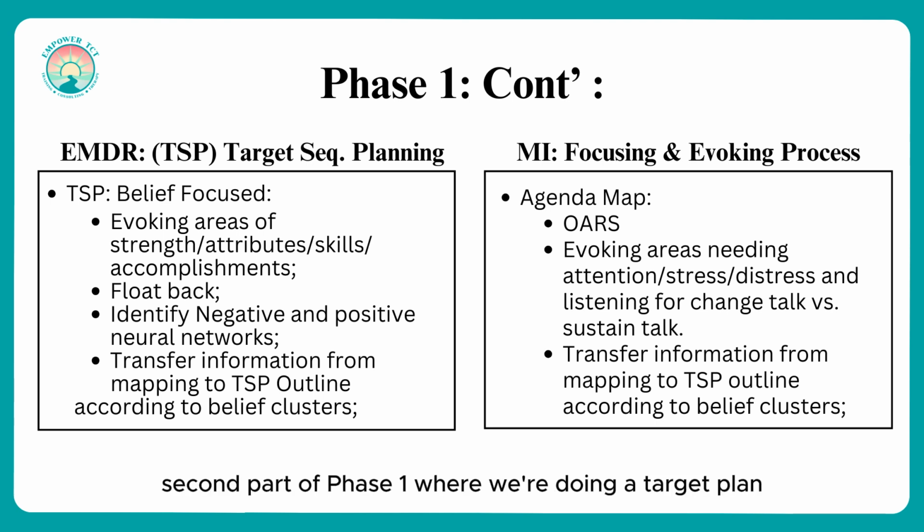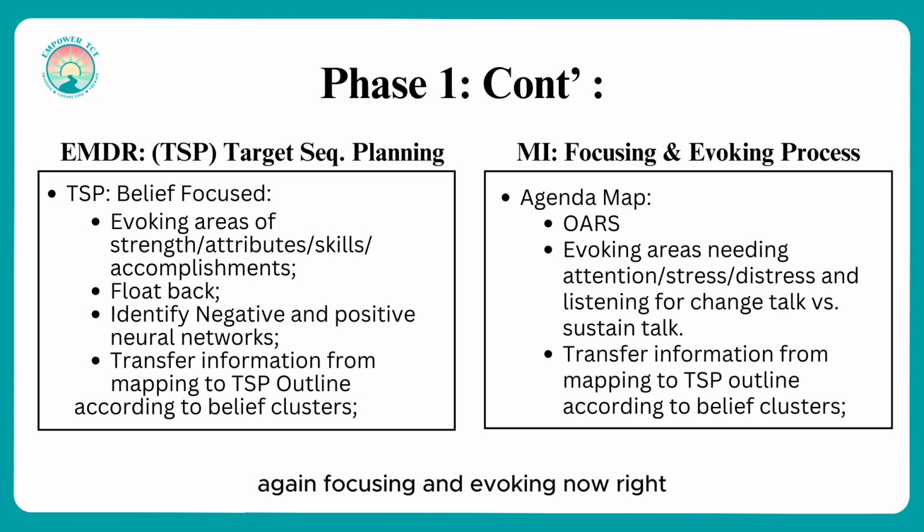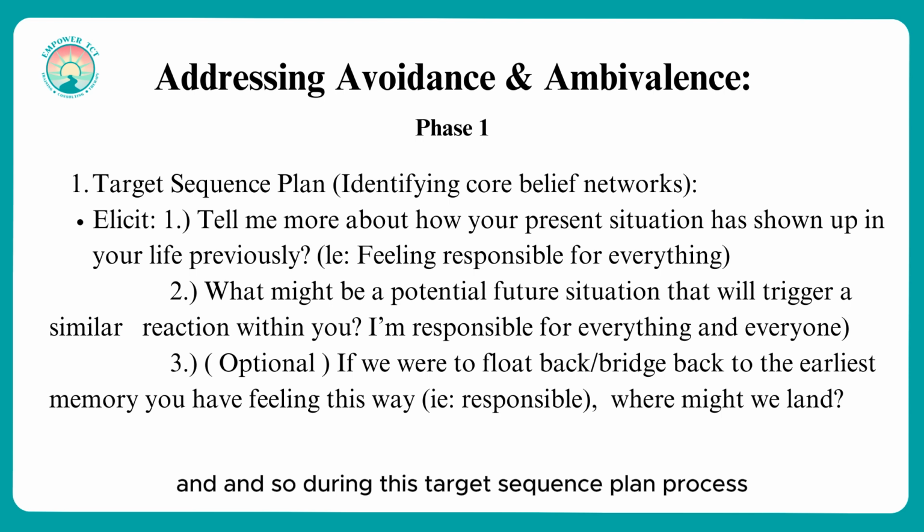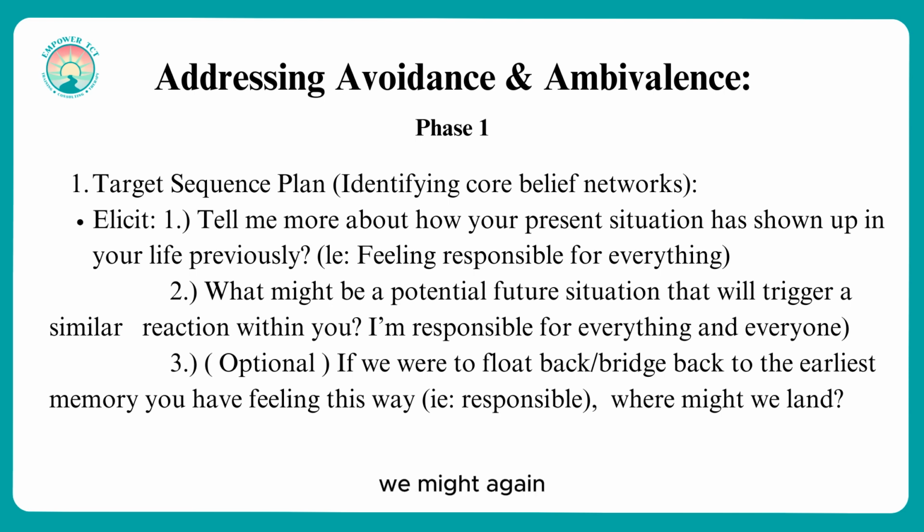So once we get to the second part of phase one, where we're doing a target plan, right? What we're doing here through the lens of MI is really, again, focusing and evoking now, right? And so the target sequence plan that you will see me work on is called belief focus. So you will see that the way that I organize the material is surrounding the belief the person has about themselves, so the schema. And so during this target sequence plan process, we might again be eliciting and evoking the client's areas of strength when we're doing the adaptive belief, their attributes and skills and accomplishments.